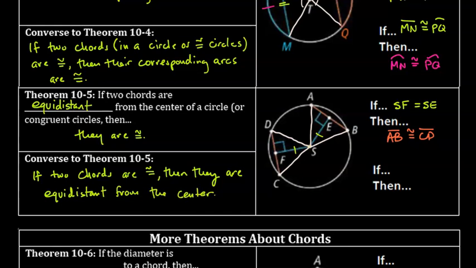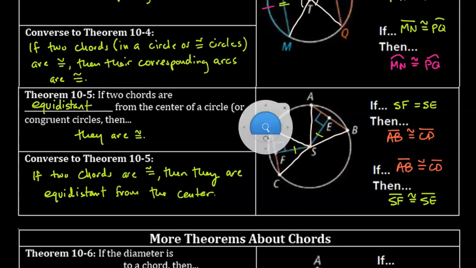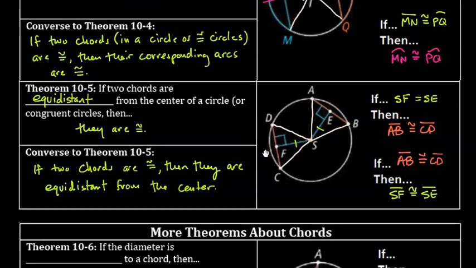Or in this picture here, if I told you that segment AB was congruent to segment CD, you could tell me then that, say, segment SF and segment SE would be congruent as long as they are representing the distances from these chords to the center of the circle that they're in. Those would be congruent.